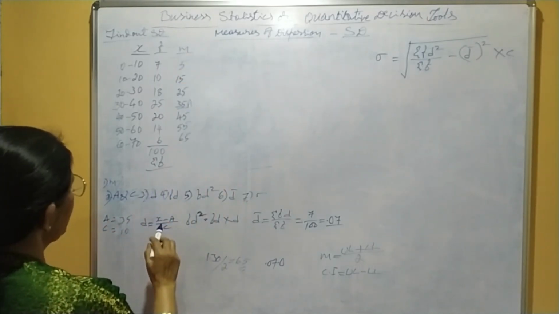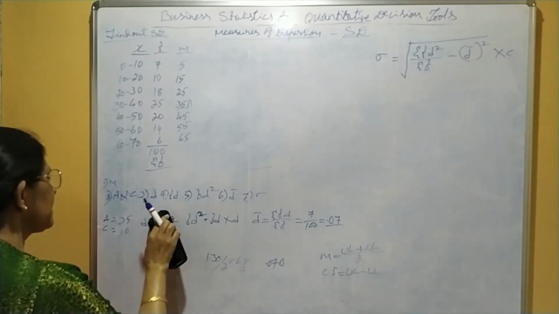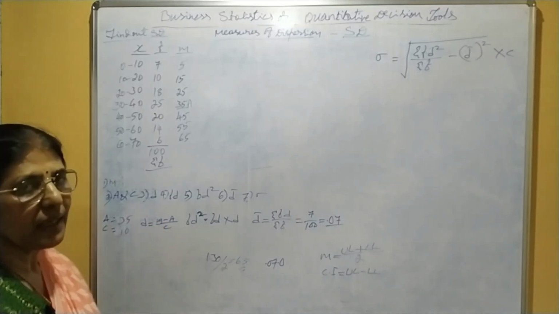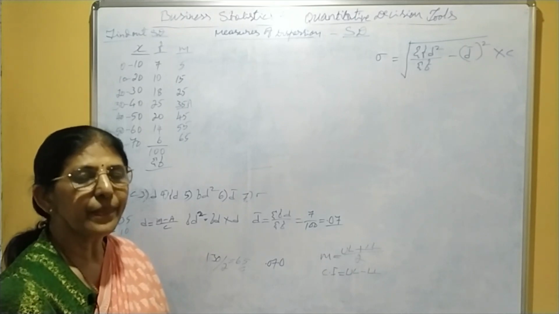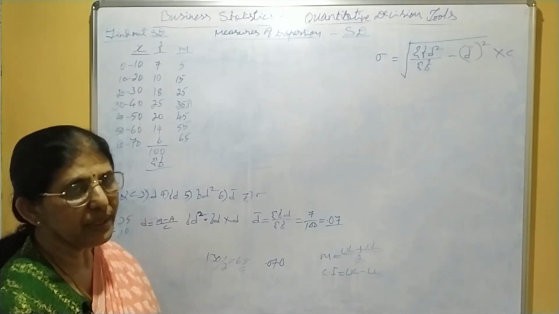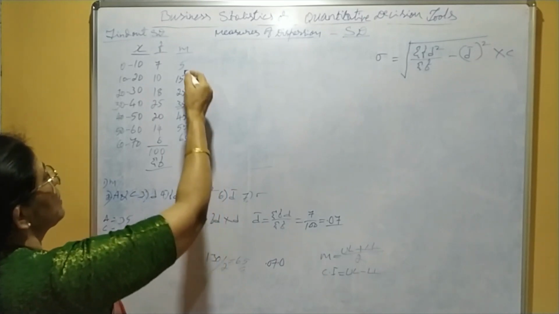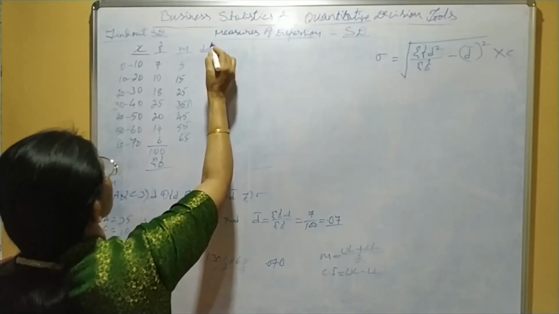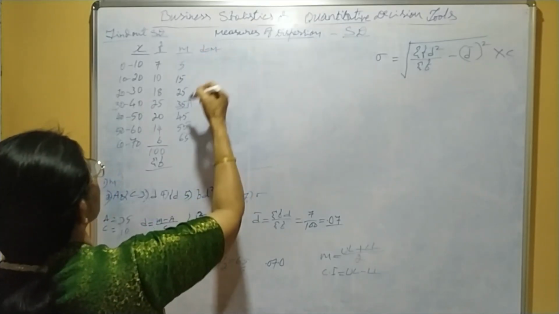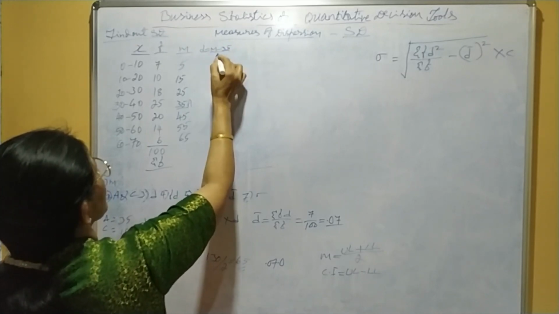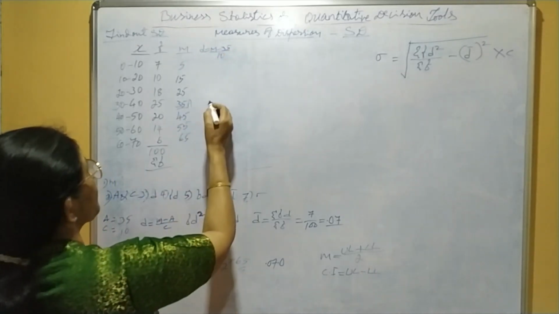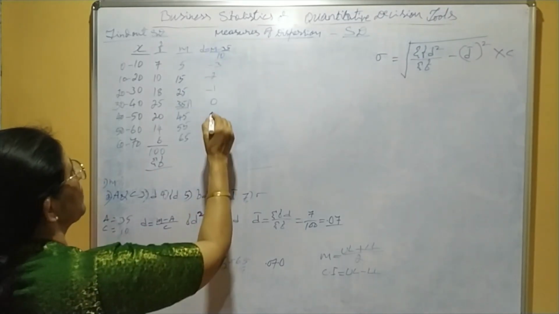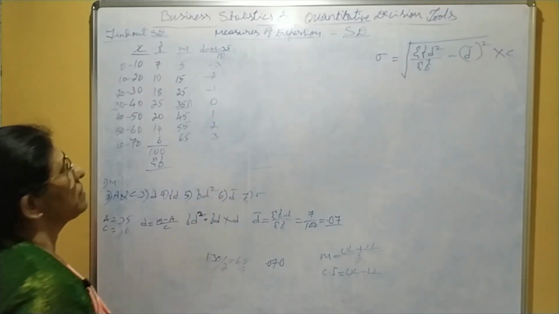Then the third step is D. Here the difference is, in case of continuous series, D equals M minus A divided by C. Under discrete series, we take D equals X minus A divided by C. Here we take the deviation of mid values from the assumed mean. D equals M minus A, A is 35, C, common class interval, is 10. Corresponding to the assumed mean it is 0, then minus 1, minus 2, minus 3. Below that 1, 2, 3.